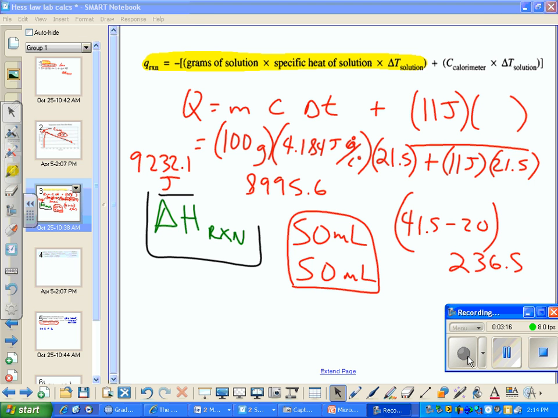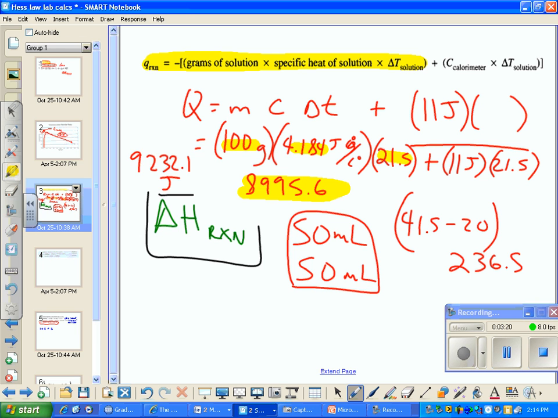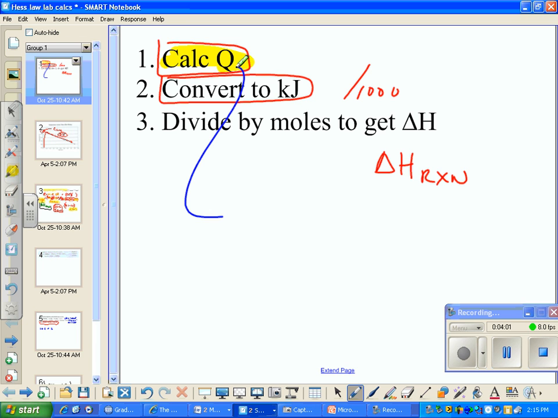So I'm going to do this calculation really quick. Remember I made these numbers up, so they're not going to be similar to what you had in your lab. Taking m times c times delta T, I get 8995.6. When I take 11 joules, which is how much heat the coffee cup absorbs, times 21.5, my temperature change, I get 236.5. I add the two numbers together, so the total heat absorbed by the coffee cup and the water is 9232.1 joules. That is the heat gained by the water. The heat lost by the reaction, I just add a negative sign. So my Q comes out to be negative 9232 joules. The second thing is I have to convert it to kilojoules. So step 2, I just divide by 1,000.